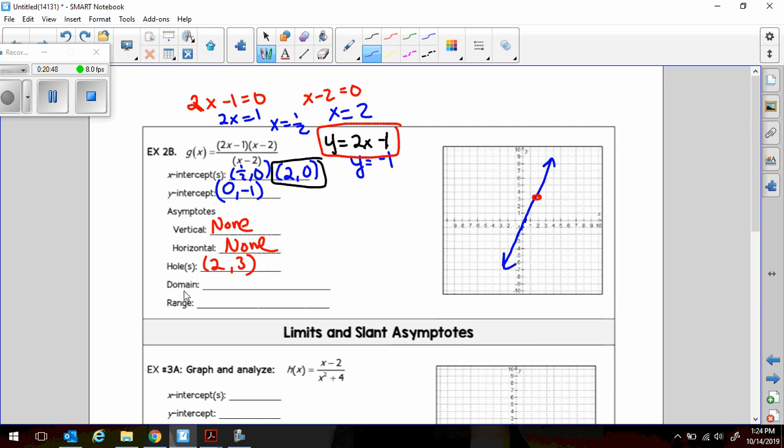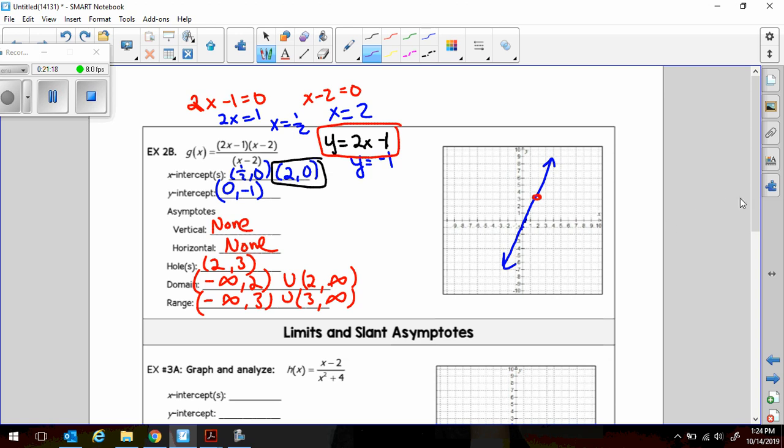Alrighty, the domain is going to be all real numbers, except again, wherever that hole is or asymptote. So it's going to be negative infinity to where the hole is, and then also pick back up to infinity. The range is going to be all real numbers except for wherever that hole is. So the y value is 3. So I'm going to say negative infinity to 3, union 3 to infinity.